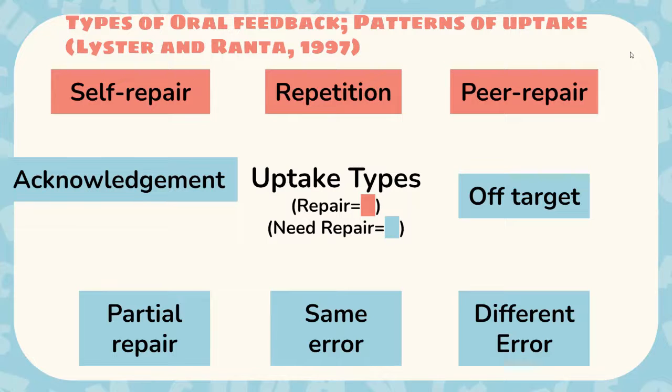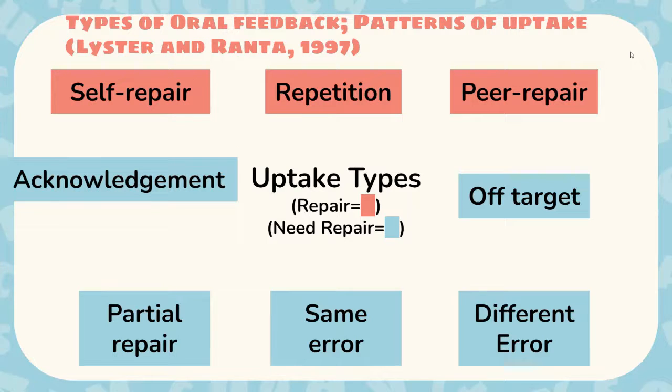So for repair, we have 3 types: self-repair, repetition, peer repair. Now self-repair is when the student corrects themselves without the teacher giving the right form. Meaning that if the student says "a dog" and the teacher asks them, what is the dog doing? The student makes the repair by telling the teacher what is done. So a repetition is when the student repeats the correct form given by the teacher. So for example, when the student says "a dog," the teacher says "a dog is going for a walk," and the student repeats what the teacher says.